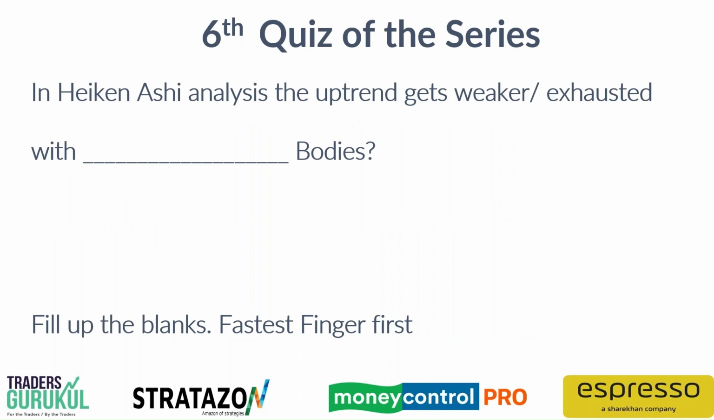So here comes the sixth quiz of the series, taken from this learning session. In Heiken Ashi analysis, the uptrend gets weaker or exhausted with dash bodies. Please go ahead and shoot your answers in the chat box.